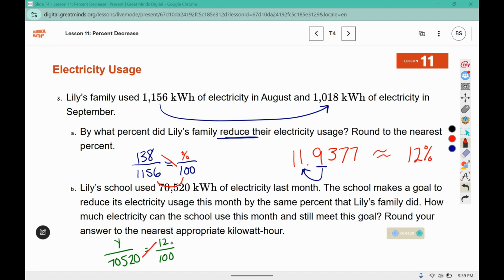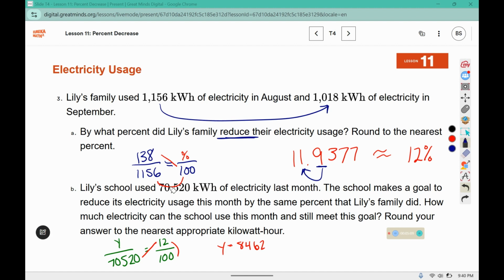We'll cross multiply and then divide. 70,520 times 12 divided by 100 is 8,462.4, but it says round to the nearest kilowatt hour. The 4, since it's below a 5, the 2 is going to stay. So about 8,462 kilowatt hours. And it says, how much electricity can the school use? They're not limited to 8,400.